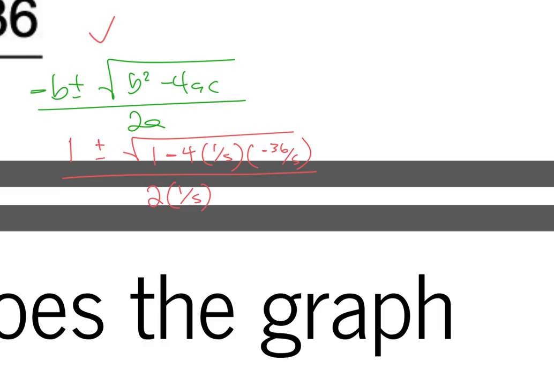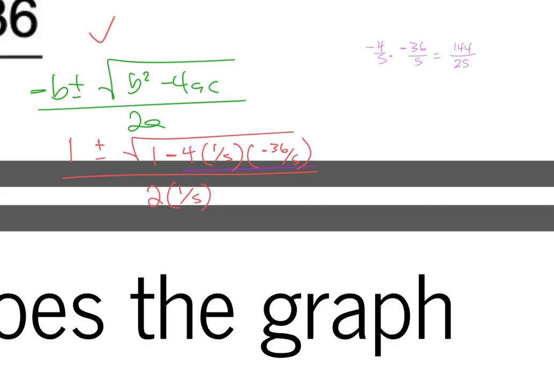So 4 times, so here's what I'm doing right here. I'm going to have to do this because I don't know if you just happen to know that off the top of your head. We get negative 4/5 times negative 36 fifths is 144 25ths.